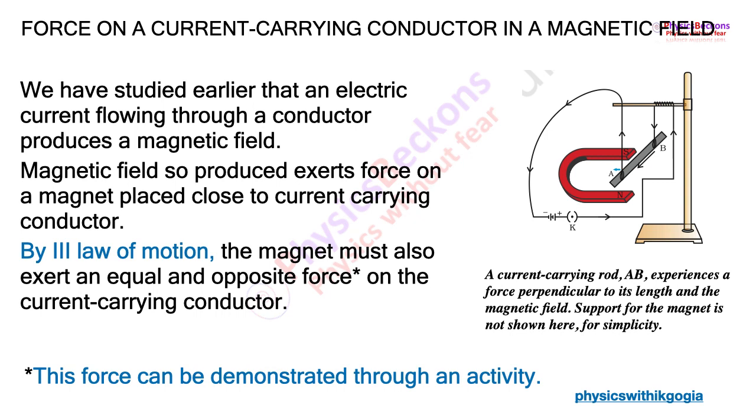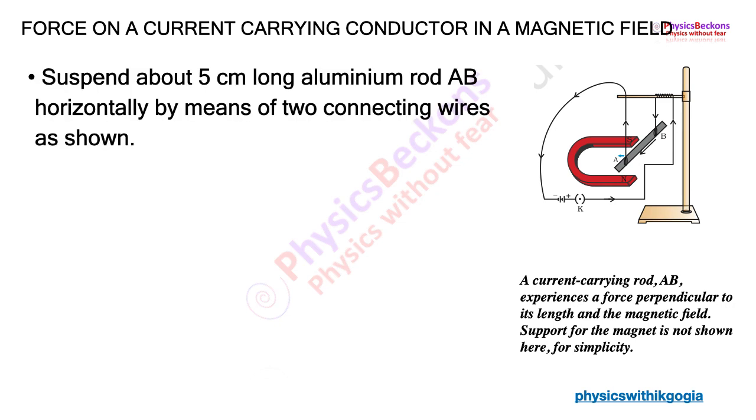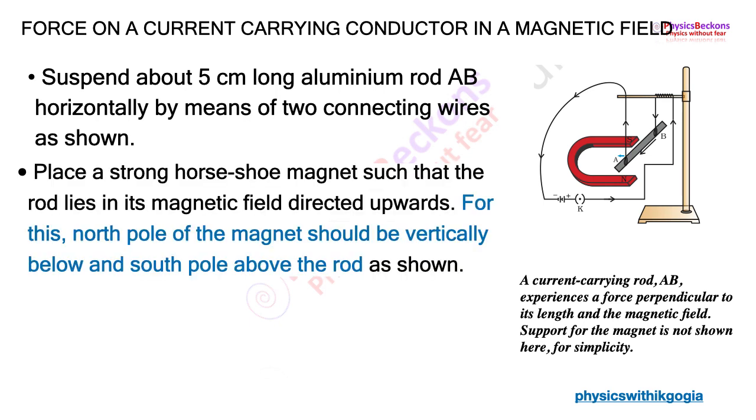In the diagram, you have a current carrying conductor, the rod AB, a U-shaped, horseshoe shaped magnet to produce magnetic field, a source of current, and a key. Let us suspend about 5 cm long aluminium rod AB horizontally by means of conducting wires, as you can see in the diagram. Place a strong horseshoe magnet such that the rod lies in the magnetic field directed upward.